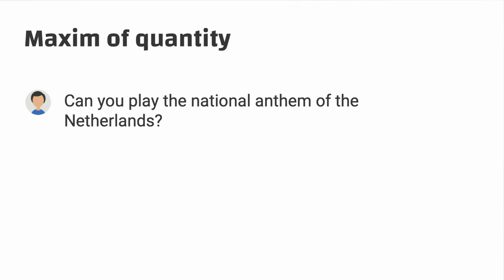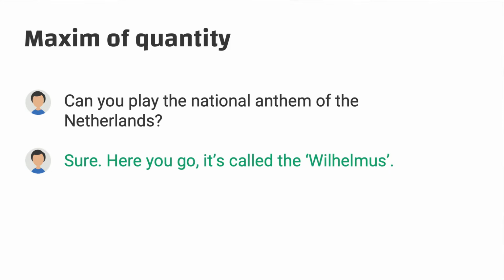Or, can you play the national anthem of the Netherlands? Sure, here you go. It's called the Wilhelmus. You see, if I had known that it was called the Wilhelmus, I probably would have said, "Can you play the Wilhelmus?" But since I just said, "Can you play the national anthem of the Netherlands?" a human would understand that I probably don't know that it's called the Wilhelmus. So we add just a little bit more information to make sure that we have a good conversation. Very simple for humans, very difficult for bots.